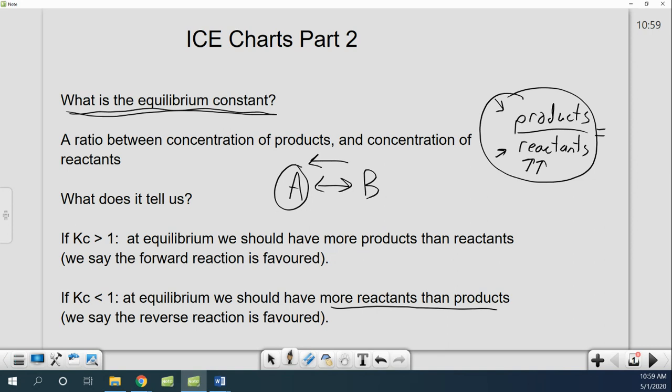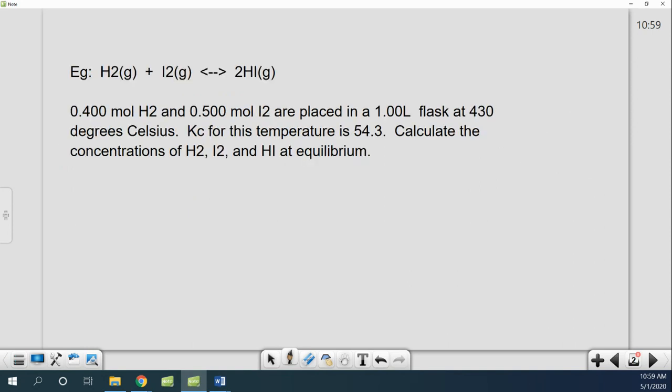So why is this important? Well, you're going to find out in just a couple minutes here, but we can use this to figure out if our answers kind of make sense. If you see a really big K value, you know you should have tons of products and very few reactants. If you have a tiny little K value, you would expect at equilibrium you should have almost all reactants and really not a lot of products. It's a way to double check your work and kind of make sure that you're on the right track.